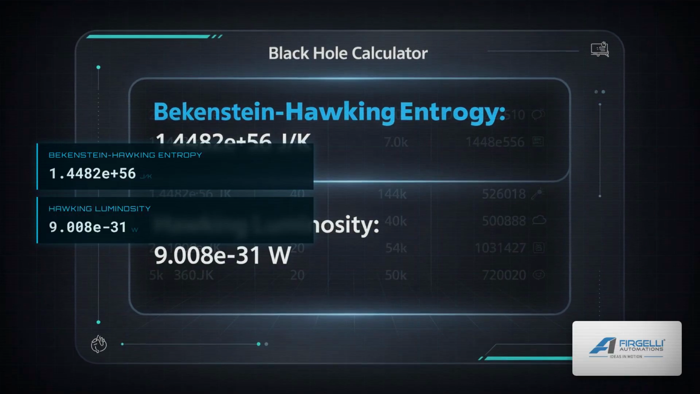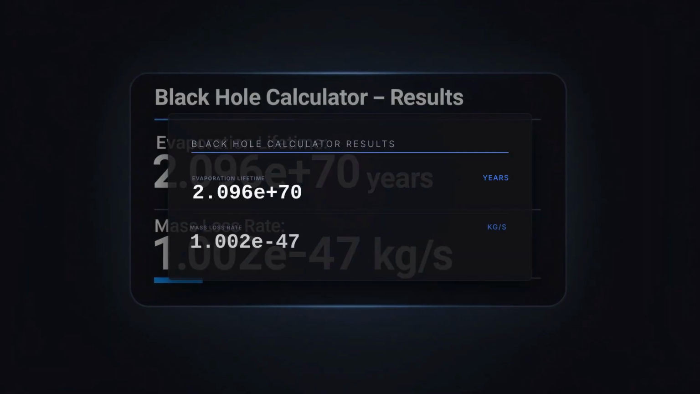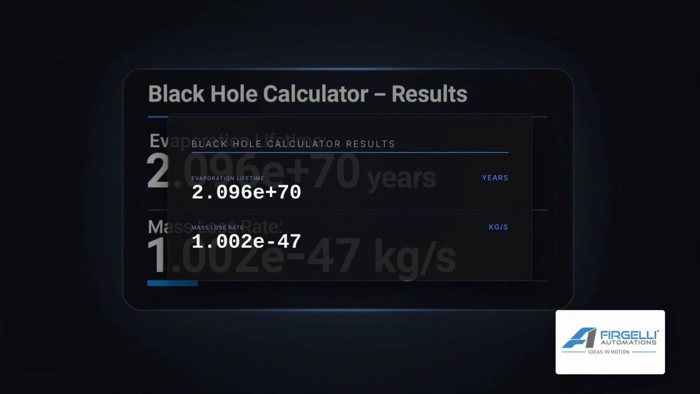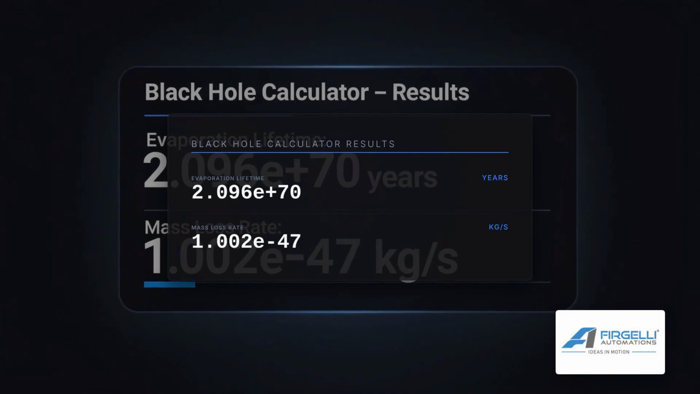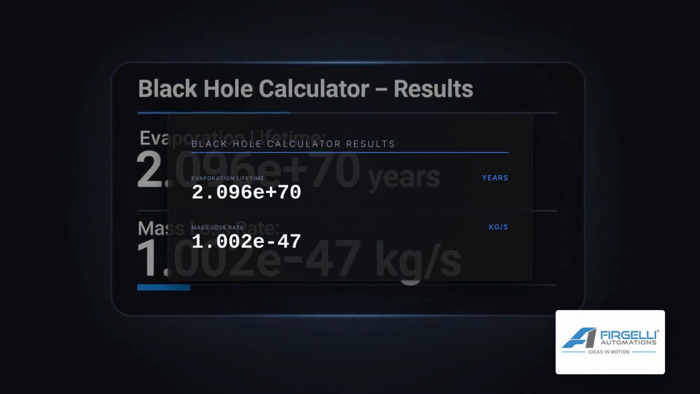Hawking luminosity is an incredibly dim 9.008 E-31 watts. The evaporation lifetime spans 2.096 E+70 years, far exceeding the universe's age. Finally, mass loss rate is 1.002 E-47 kilograms per second, essentially negligible.